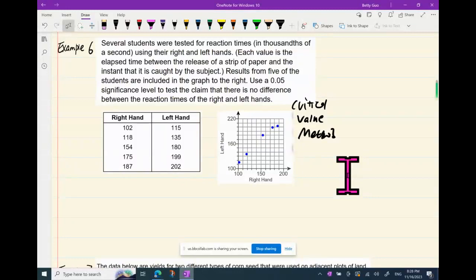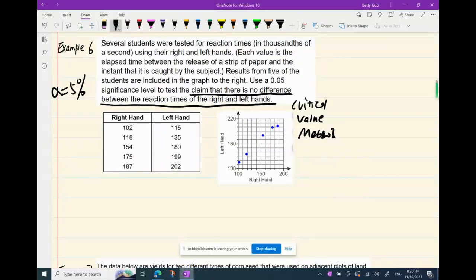Use alpha equals 5% to test the claim that there is no difference between the two arms, two hands. There's no difference. Okay. So the original claim, there's no difference. No difference means mu sub D equals 0.